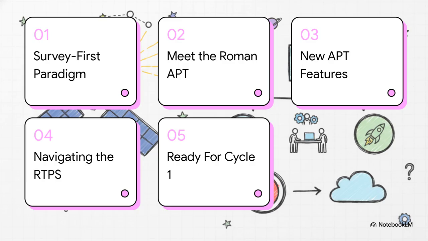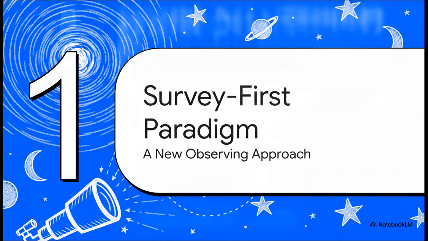Here is what's on the agenda today. First, the survey-first paradigm. Second, we'll meet the Roman APT. Third, we'll cover its powerful new features. Fourth, navigating the RTPS. And finally, getting ready for Cycle 1. All right, Section 1, the survey-first paradigm.